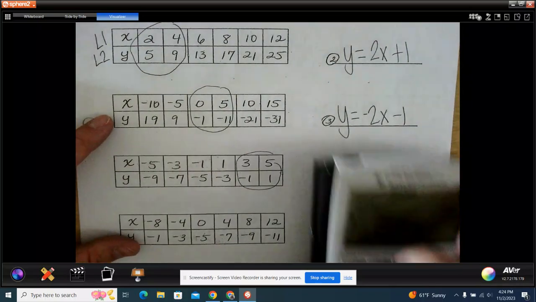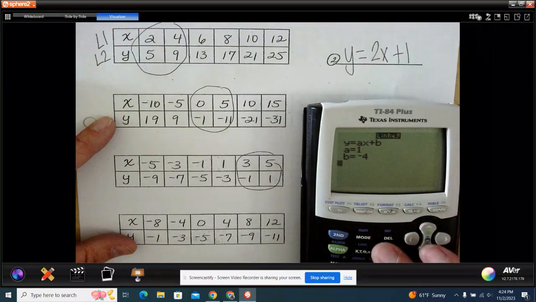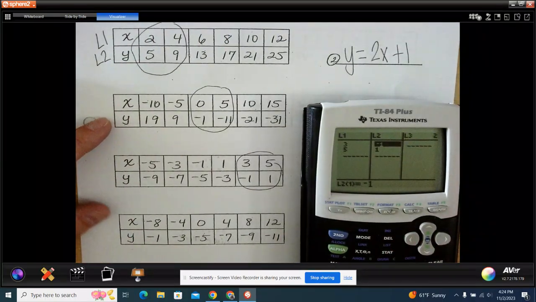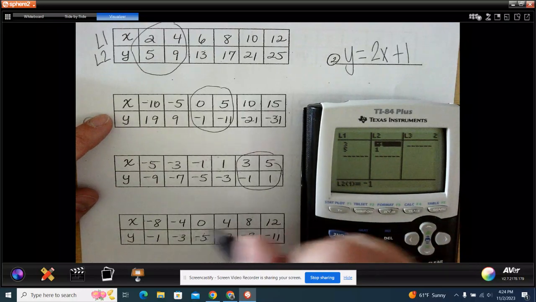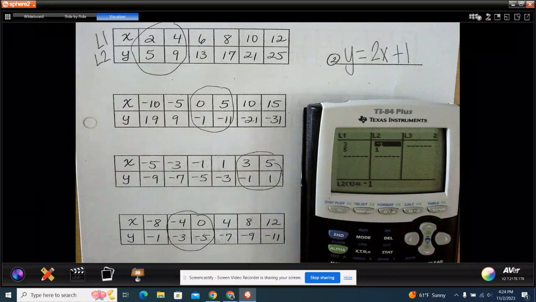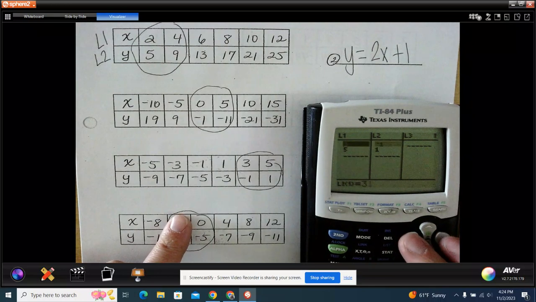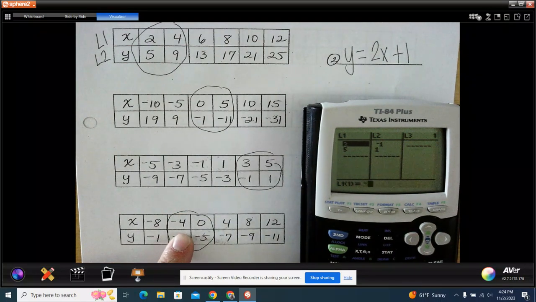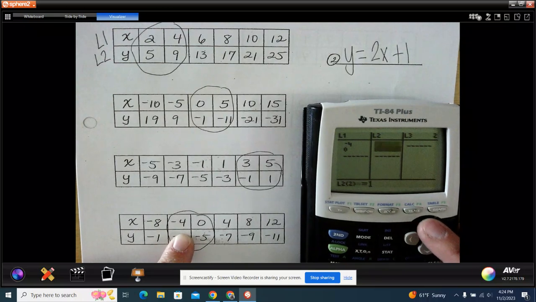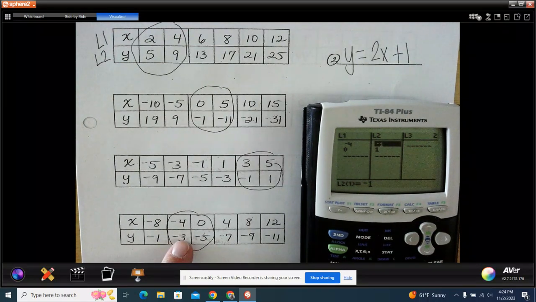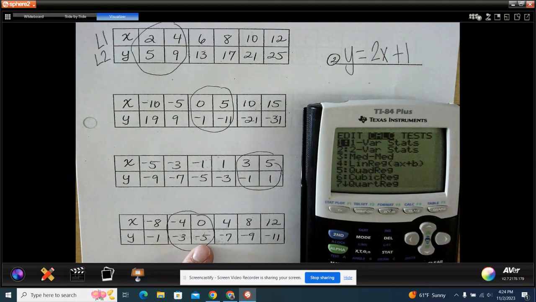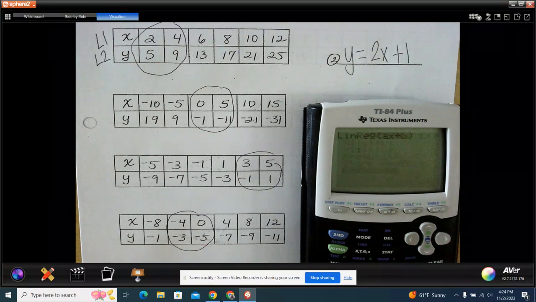All right, so let's do one more. We have stat, enter. Let's do these two. I'm going to enter in this time -4, enter, 0, enter. Again, L1 is going to be for your x's, L2 is for your y's. -3, enter, -5, enter. So there are my points. We're going to go to stat, calc, number 4 for linear regression, and then enter.